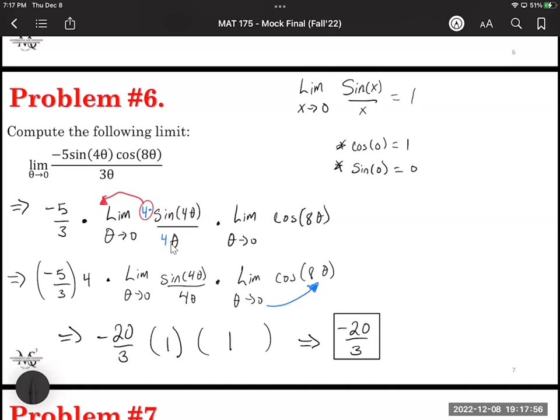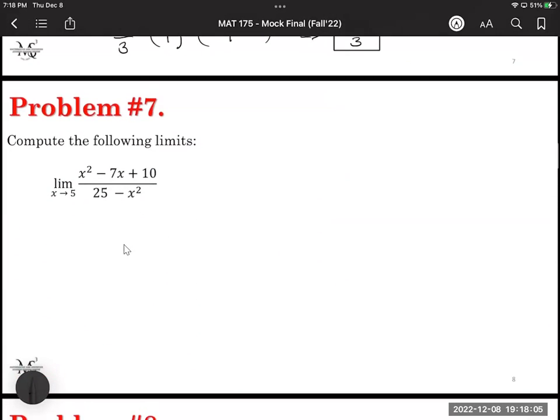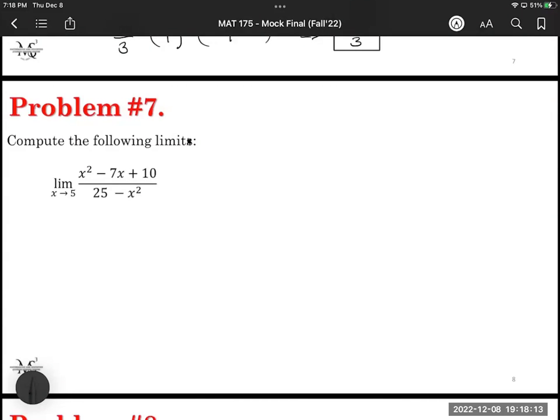Okay, let's continue. On to problem number 7. Problem 7 states: compute the following limits. Oh, my bad, I moved this around too much. There we go, fixed it. So we have the limit as x approaches 5 of x squared minus 7x plus 10 over 25 minus x squared.